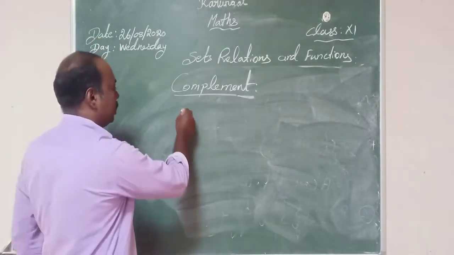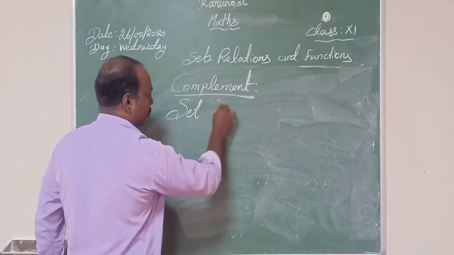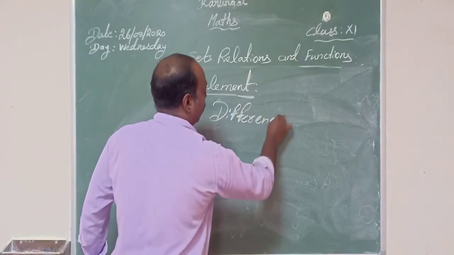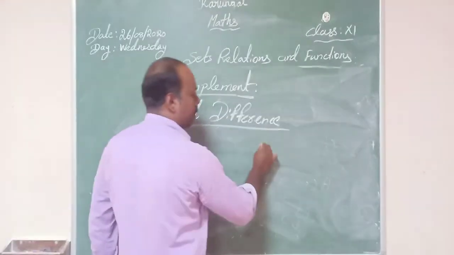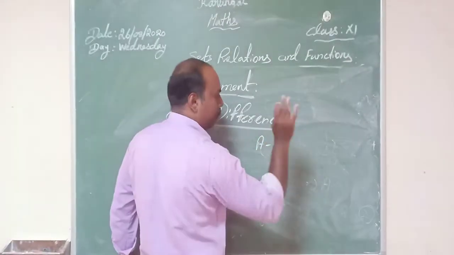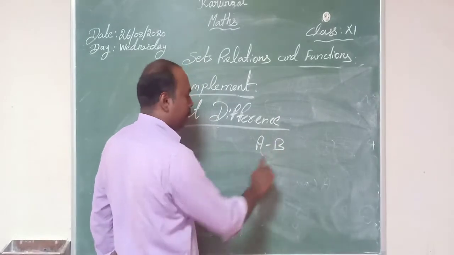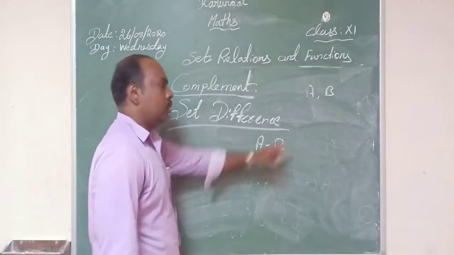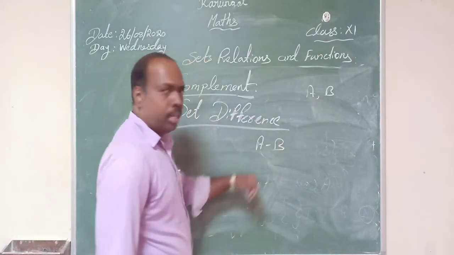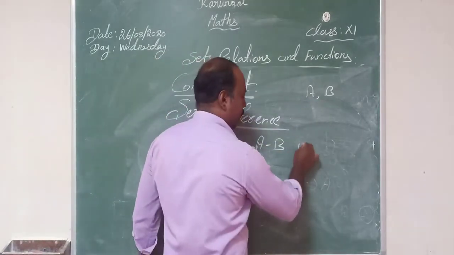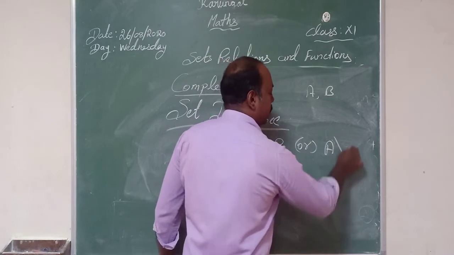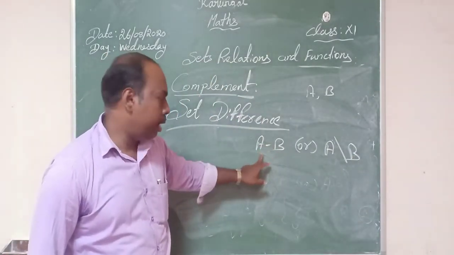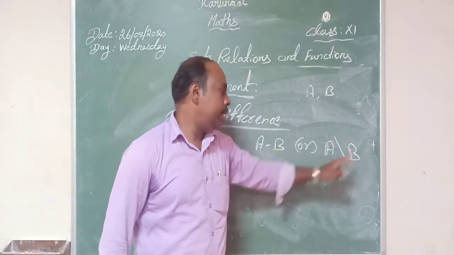Now set difference. Set difference, we can write A minus B, two elements. Then only we can see the difference. Am I right? So there must be two elements, two sets, A and B. So A minus B, or we can say A slash B. So this we represent as set difference, A minus B or A slash B.